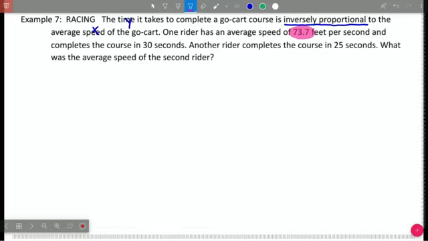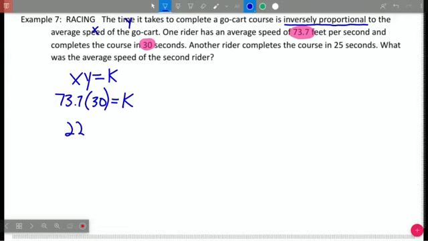So if I look at my initial information, we know that the first rider is traveling at 73.7 feet per second on average and completes in 30 seconds. So we'll use that information in our first equation to determine what k is. When we multiply there, we should get 2,211 for our value of k.